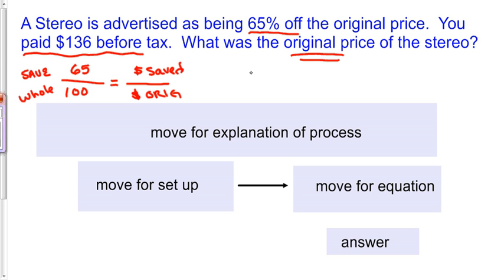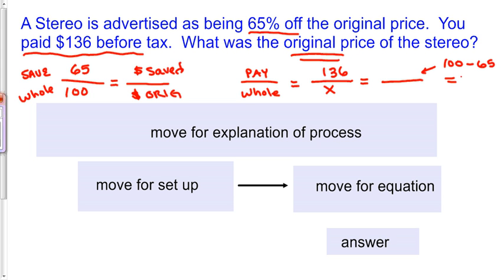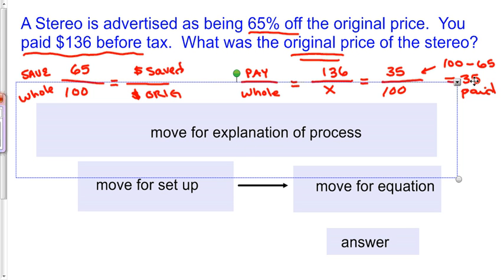So instead, we're going to look at the dollars that we paid compared to the whole or the original amount, because we do know that we paid $136 compared to the unknown original amount. So the percent that we paid is the whole price minus the savings. And so the percent paid is 35%. If we set up this problem with 35% over 100 equals the amount that we paid compared to X, we'll be able to then solve this proportion to figure out the value of X, the original price of this item.